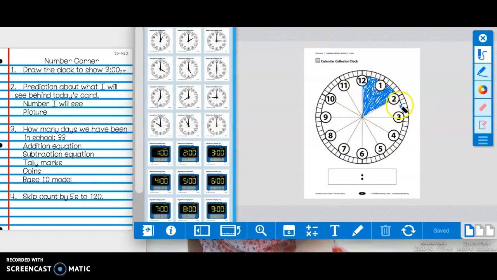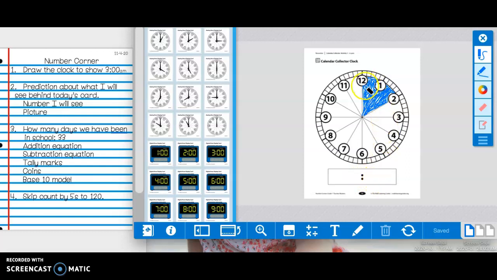Alrighty, friends, here is our calendar from yesterday. We are going to add one more hour on our clock. I want you to draw a clock that shows 3 o'clock, and then underneath your clock, write 3 o'clock.